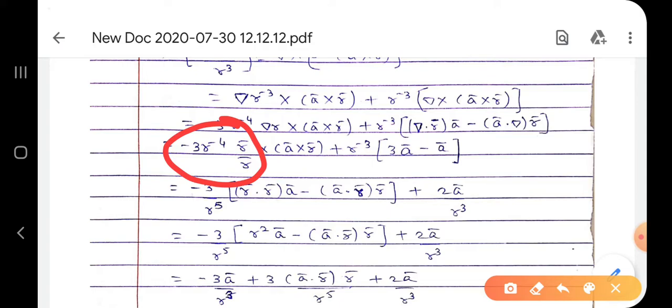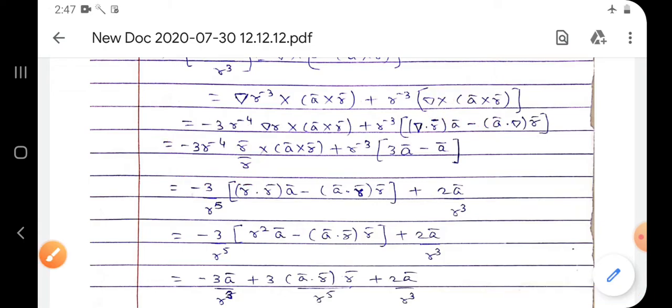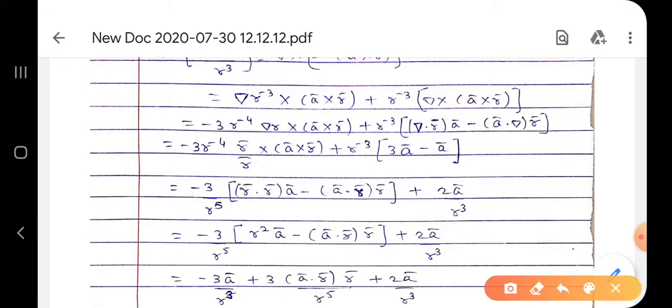Plus, now here r raised to minus 3 as it is. Del cross a bar cross r bar, there are two cross products, means we can write in terms of dot. Correct? So how do I write in terms of dot? Our a bar cross b bar cross c bar formula. Start with del. Skip the middle del, del dot r bar, del dot r bar into the one which is skipped, multiply, into a bar, minus, now start from a bar, a bar dot del, a bar dot del into r bar.